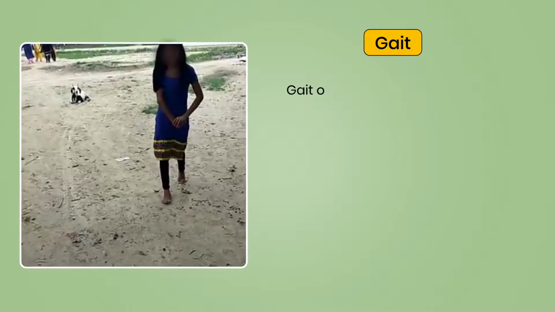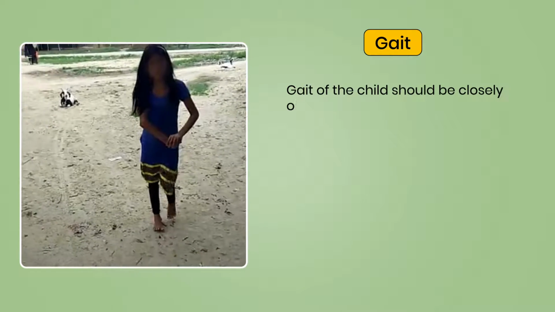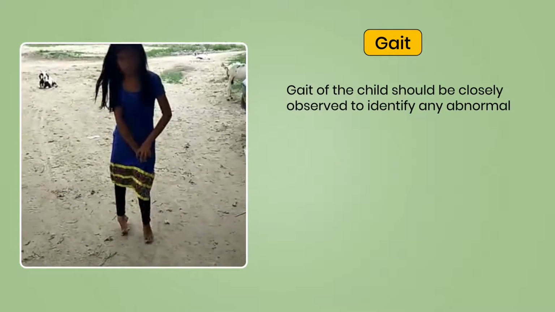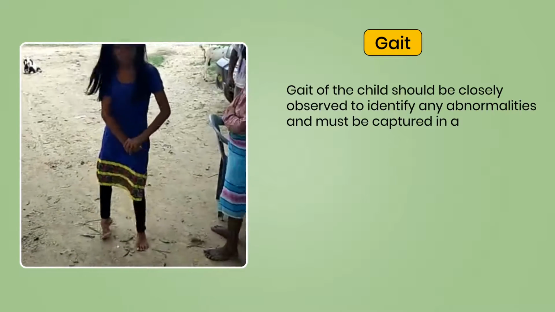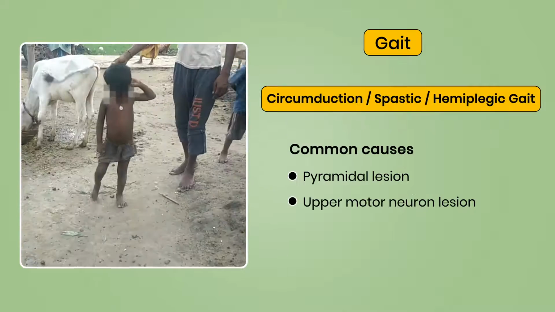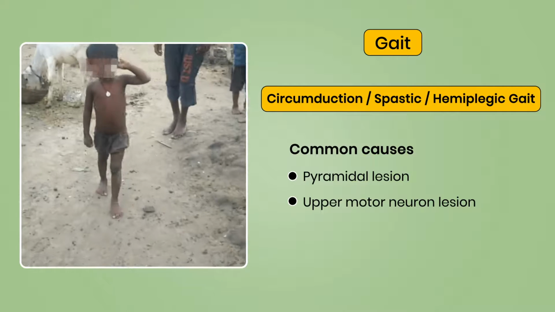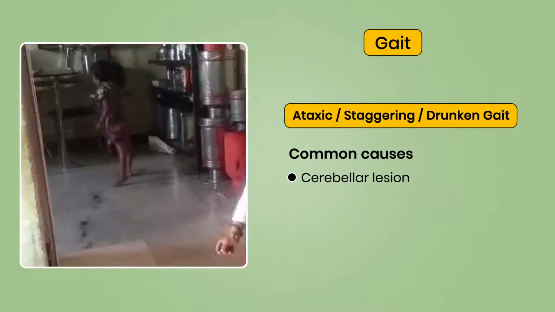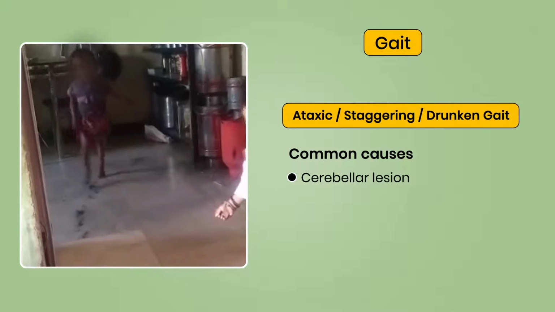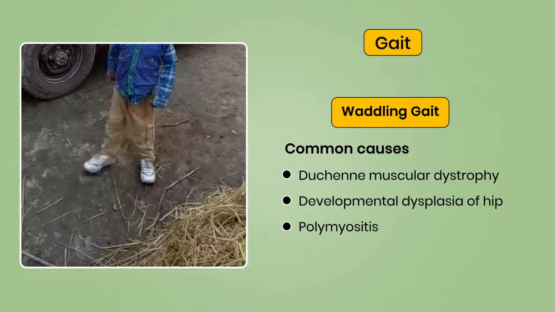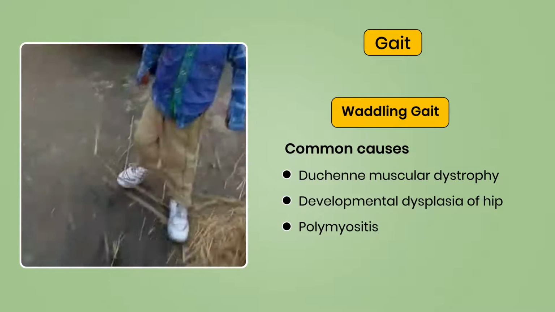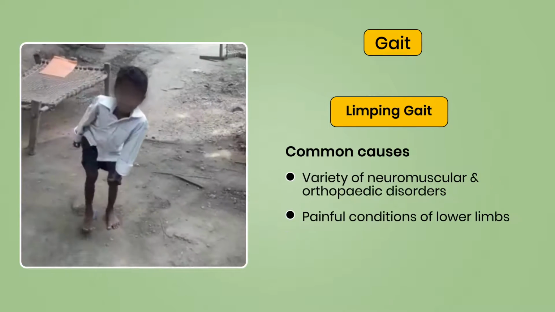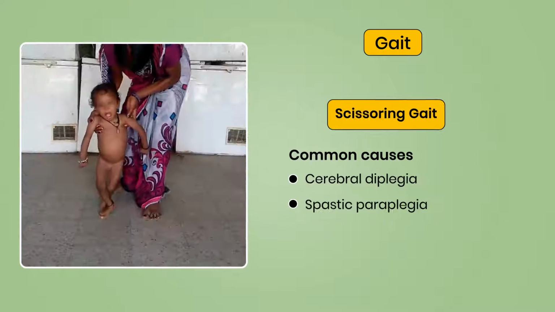Gait. Gait of the child should be closely observed to identify any abnormalities and must be captured in a short 1 to 2 minute video. Circumduction, spastic or hemiplegic gait. High stepping gait, ataxic gait, staggering gait, or drunken gait. Waddling gait, limping gait, scissoring gait.